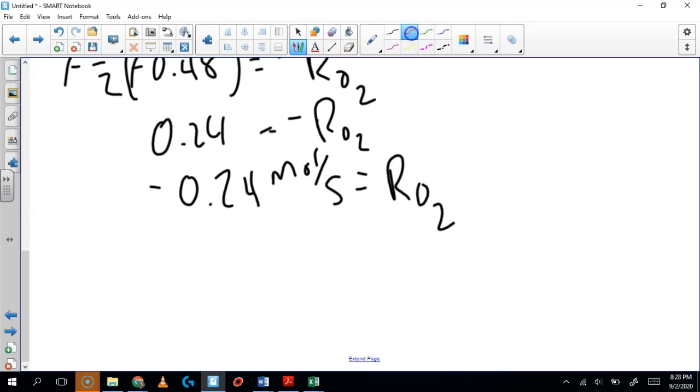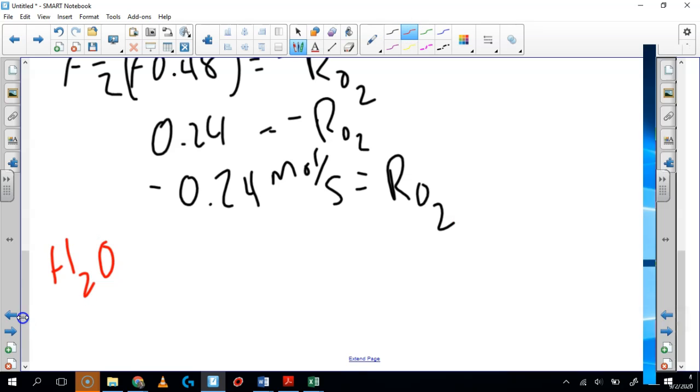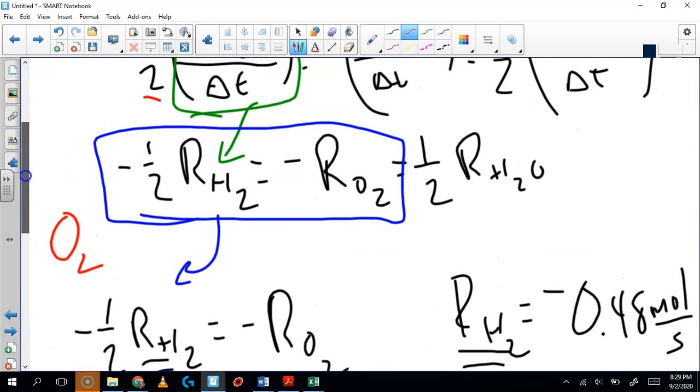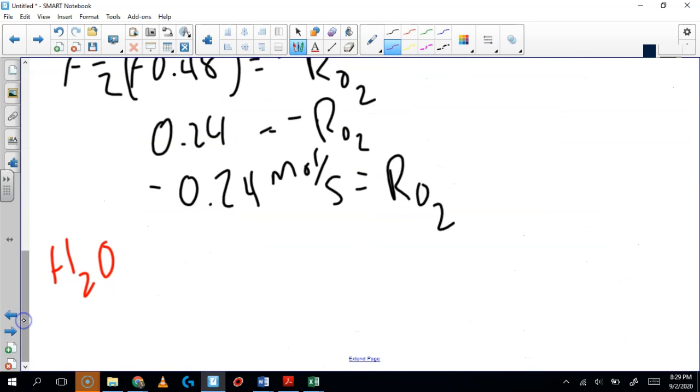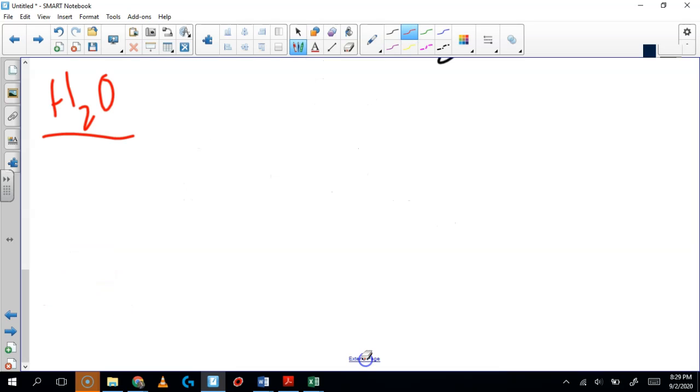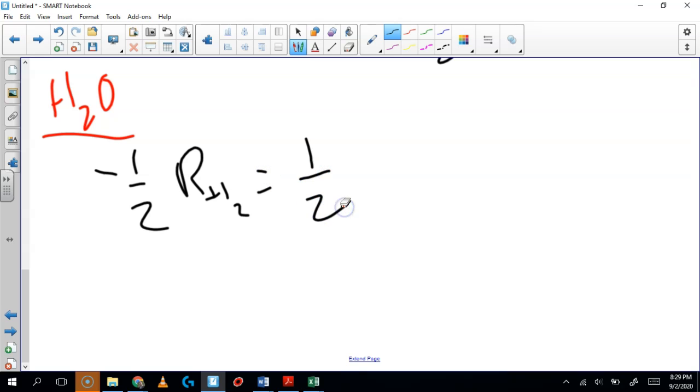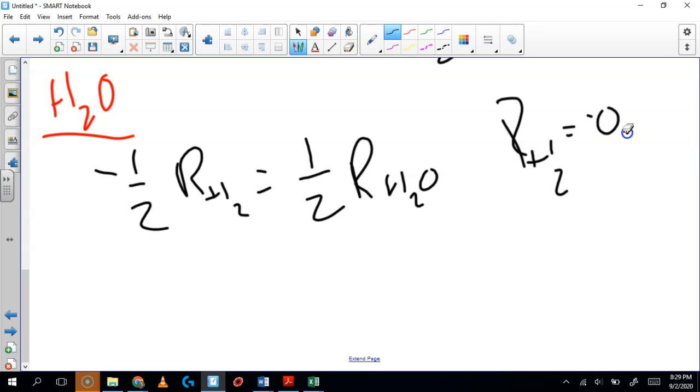Okay, and now we can do the same thing for H2O, but when we do that, we're going to use this half and this half of the equation. We're going to need that part. And this is going to be even more straightforward in terms of doing the math. So what we know is that negative 1/2 the rate of H2 equals positive 1/2 the rate of H2O. Again, we know that the rate of H2 is equal to negative 0.48 moles per second.